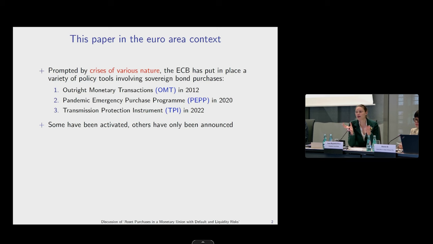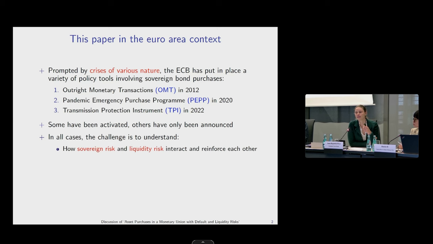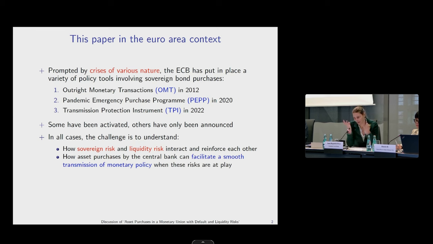Some of these policy tools have been activated, like the PEPP. Others have only been announced, and this has been enough to calm things down, like the OMT, for example. But in all cases, the big challenge for policymakers is to understand how two risks, the sovereign risk and the liquidity risk, which are at play together, interact and reinforce each other. And when we have a better understanding of this, we can see how asset purchases by a central bank can facilitate a smooth transmission of monetary policy when the two risks are at play. So this paper is an extremely timely contribution to the policy debate on how to think about sovereign and liquidity risk and their interaction.